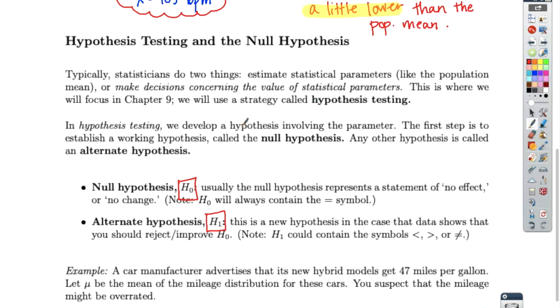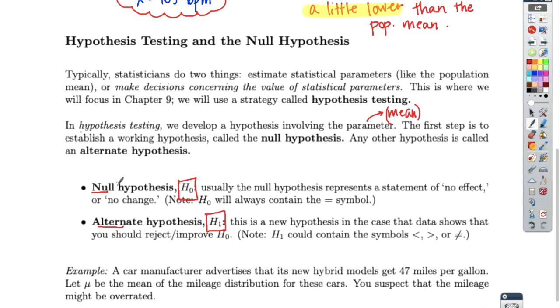In hypothesis testing, as the name suggests, we develop a hypothesis about the parameter. The parameter that we're talking about in the next 2 sections is the mean. We're going to be making a hypothesis about the mean, and then deciding if our data supports that hypothesis or not. The first step is to establish a working hypothesis, which is called the null hypothesis. Then we'll have a second hypothesis, called the alternate hypothesis. In every problem, we will have a null hypothesis and an alternate hypothesis.